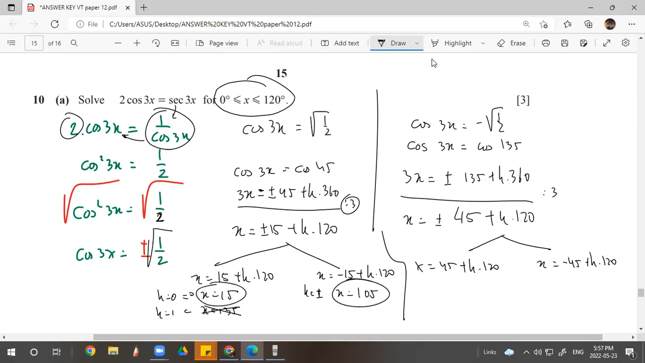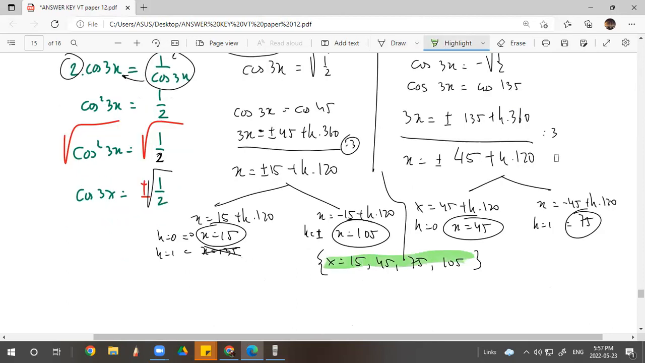Done. And then next, if k equals 0, x will be 45. It's still okay. If k equals 1, it's more. And k equals 1, it is 75, I mean. Right? If k equals 1, negative 45 plus 120, 75. So this is the answer. So x would be 15, 45, 75, or 105. That's all the possibilities of x. Okay, Vicky?